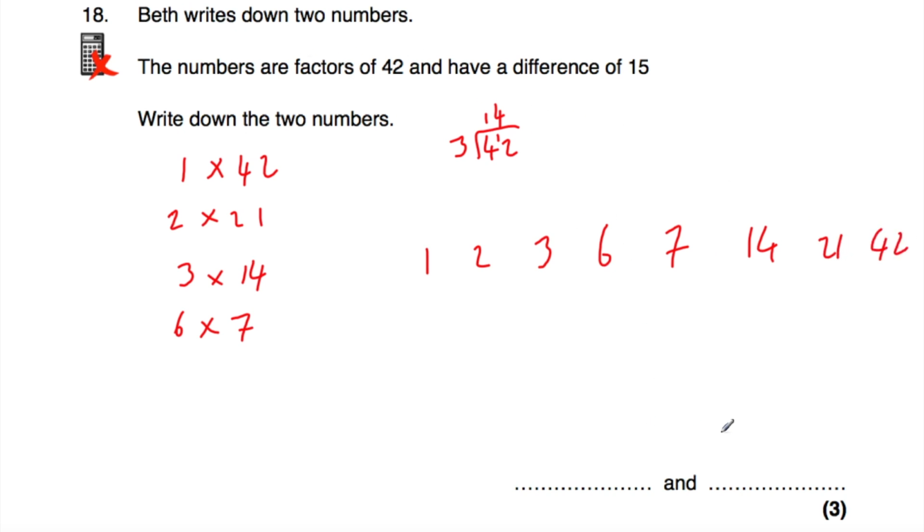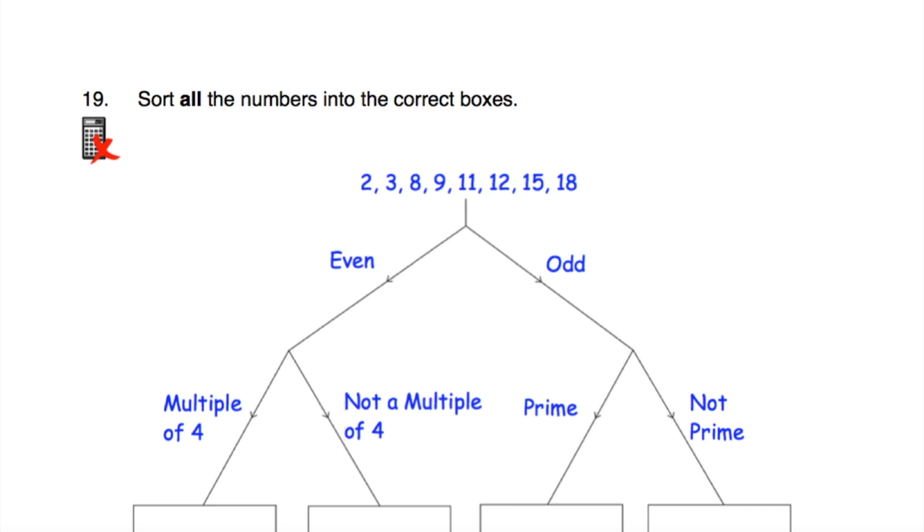Now, Beth's written down two of them, and they've got a difference of 15. That means when you take them away, the answer is 15. So if you have a look here, 21 and 6. 21 take away 6 is equal to 15. So that means that 6 and 21 are both factors of 42, and they've got a difference of 15. And just checking, I don't see any other options, so that's it. So 6 and 21.